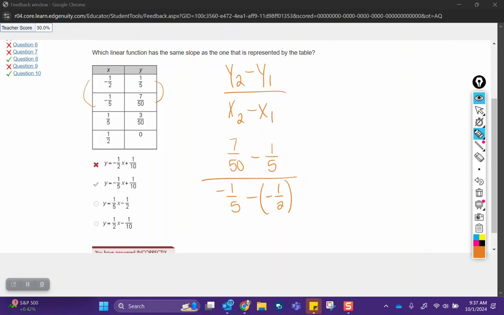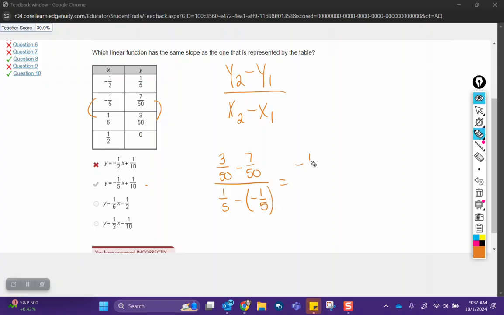Ooh, never mind. I'm going to do a different 2 ordered pairs because I just noticed something. I'm going to do the second 2 because of the common denominators. So now I'm going to do 3 over 50 minus 7 over 50. I don't have to get a common denominator. 1 over 5 minus -1 over 5.